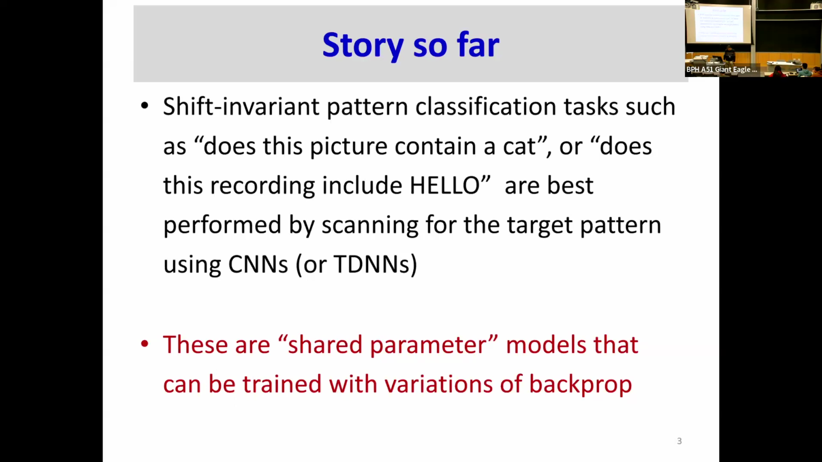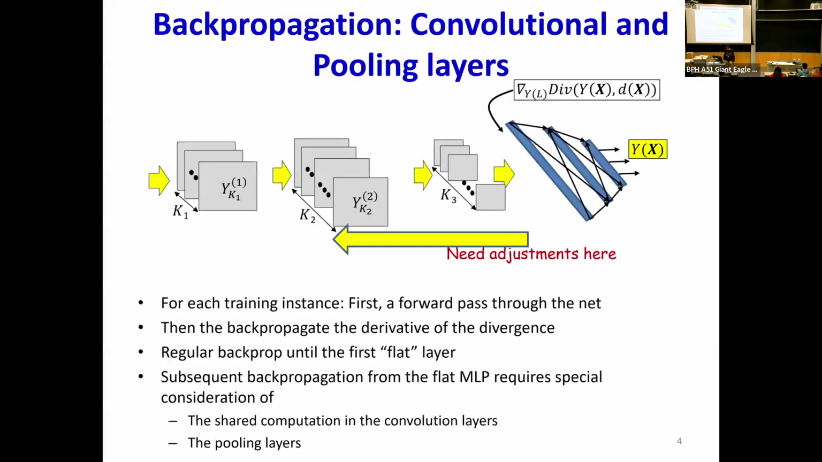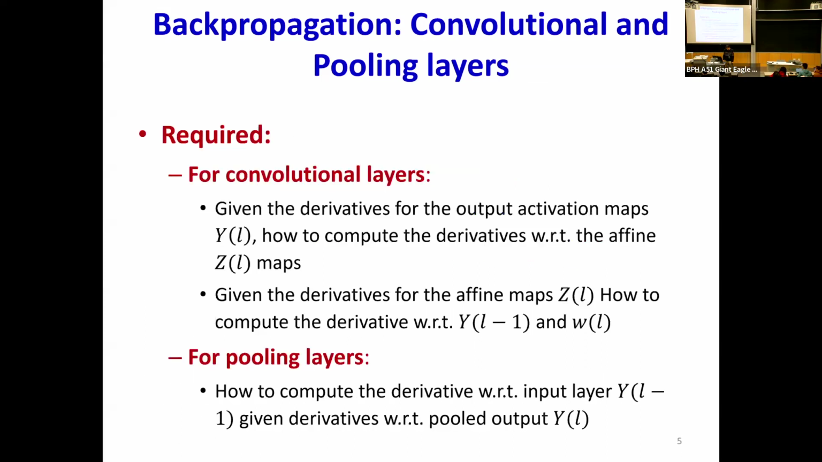These are shared parameter networks that can be trained using variations of backprop. For backprop, the way we saw it, we would pass the data instance through the network. Now we take into account that this is just a shared parameter network. We compute a divergence between the actual and desired outputs of the network, then use standard backpropagation rules, and propagate the derivatives backwards through the MLP.